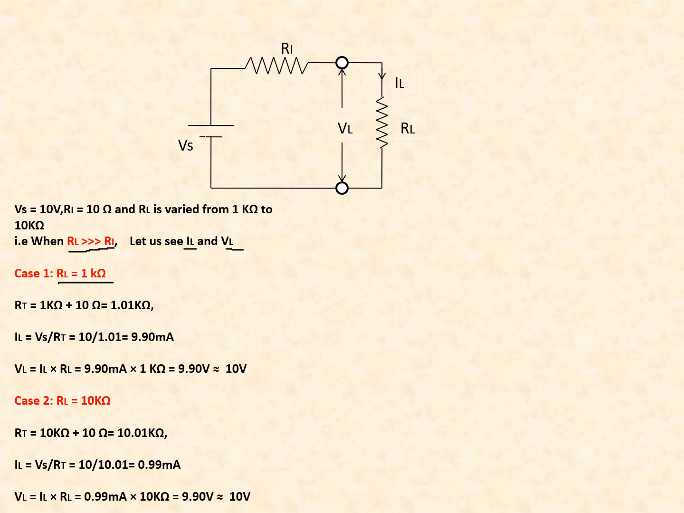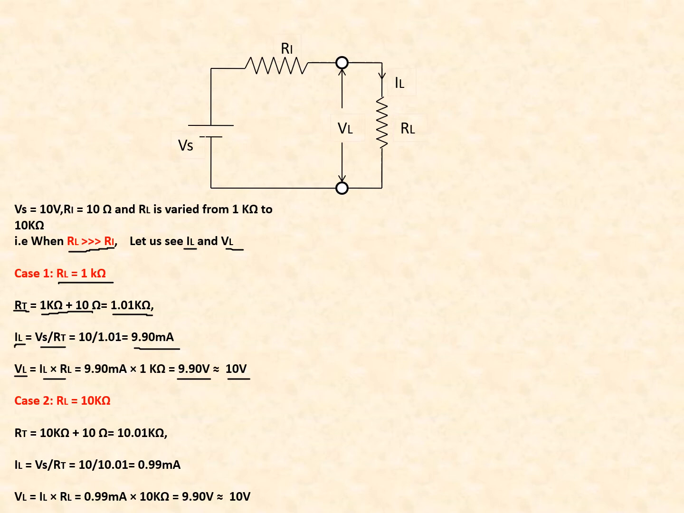So what we are getting, we have calculated RT, that is total resistance. So it is 1 kilo ohm plus 10 ohms, that becomes 1.01 kilo ohms. From that IL is calculated, IL is equal to Vs upon RT, that comes to be 9.90 milliampere. And then we have calculated VL, that is load voltage, that is IL into RL. We are getting it as 9.90 volt or approximately 10 volt.